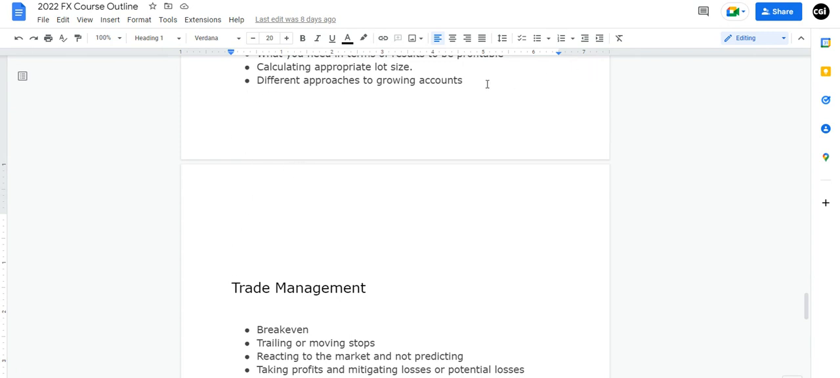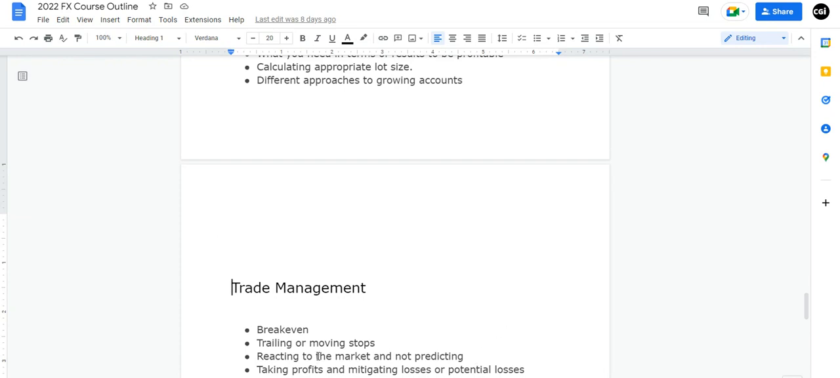So those are the different approaches to blowing an account. The two main approaches are basically flipping and using good risk management. Using good risk management is the most important one, and it is what you must learn. Flipping is just for a short while, and it's not for every kind of situation. So now, trade management.